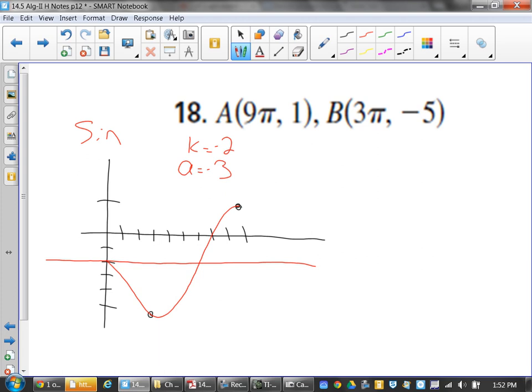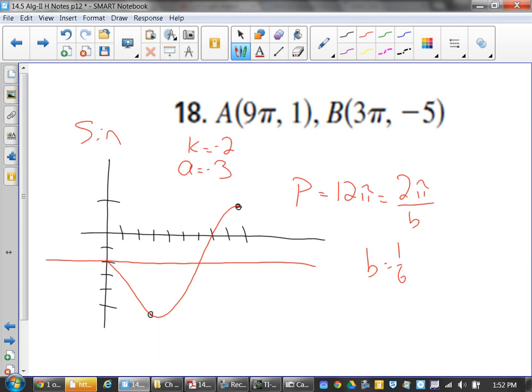Now how far apart is 3 pi and 9 pi? Double it. So your period is? Oh, yeah, I'm sorry, yes. I knew where you were going with that. So your B value is 1/6.